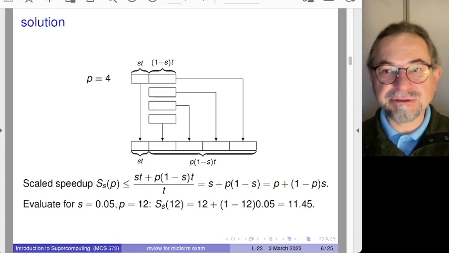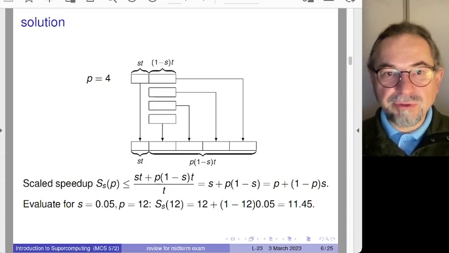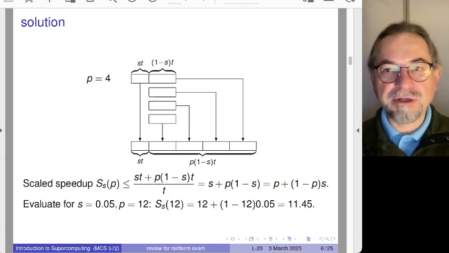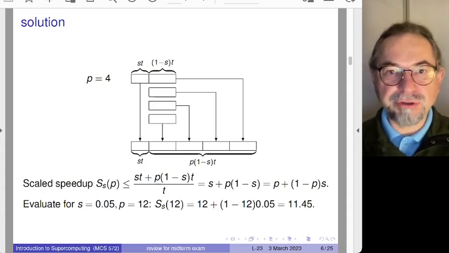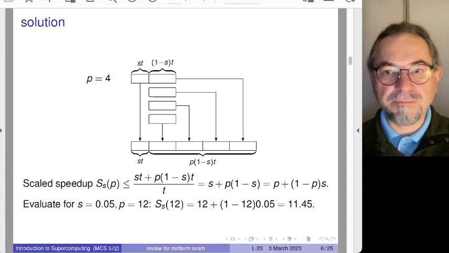So this is a question where you must know either the formula or be able to reconstruct and reinterpret the formula that follows from, or that is used in Gustafson's law.